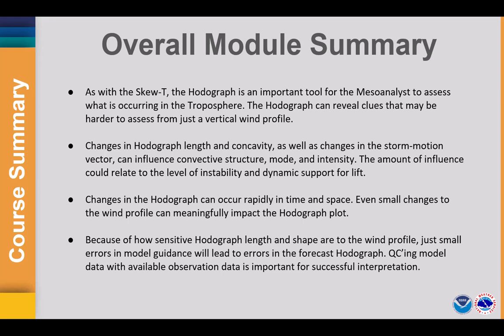Because of how sensitive hodograph length and shape are to the wind profile, even small errors in model guidance will lead to errors in the forecast hodograph. So QCing model data with available observational data is important for successful interpretation.